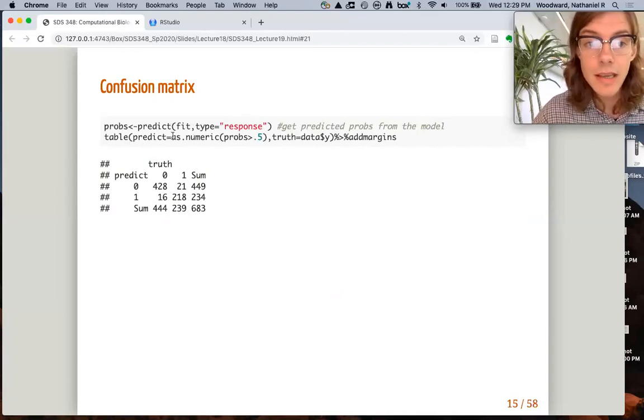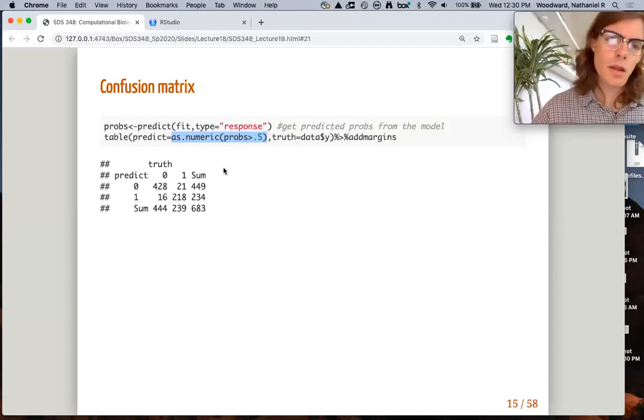So we can say predicted probabilities, if it's greater than 0.5, this will say true, otherwise it'll say false. And then we'll make that numeric, so the trues will become ones, the falses will become zeros. So when we predict 1, that means the predicted probability was above 0.5. And when we predict 0, the predicted probability was less than 0.5. And then you just look at a table of that by the true values, so 0 and 1.